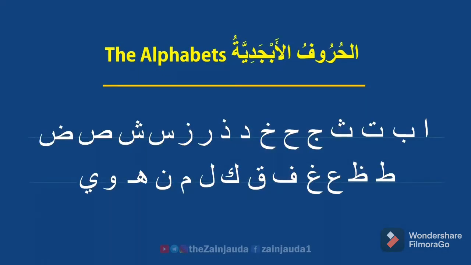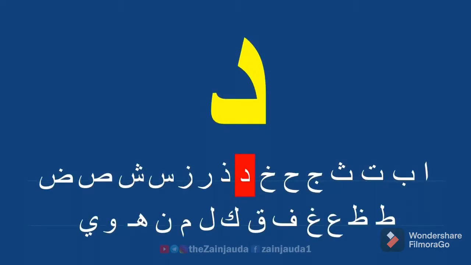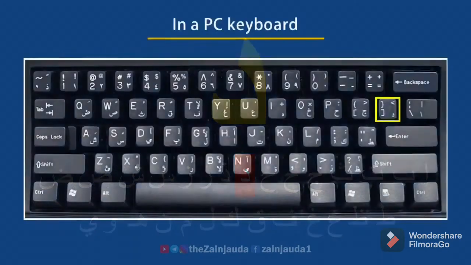If you remember from lesson number 1, these are the Arabic alphabets. They are 28. We tackled them very quickly in lesson number 1, but today we're going to have 4 of them in detail. The first letter that we will learn for today is dal. It is the 8th letter in the Arabic alphabet.